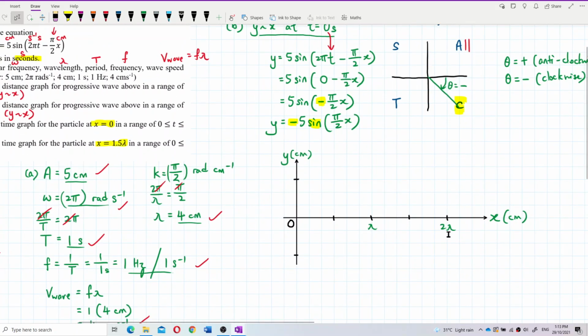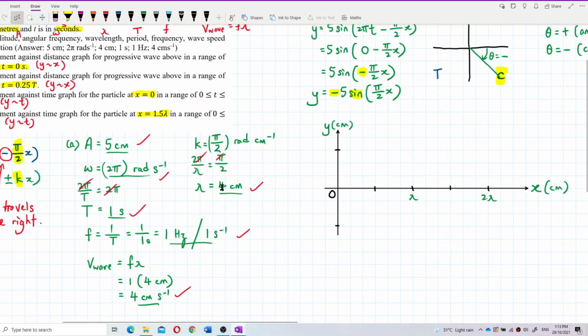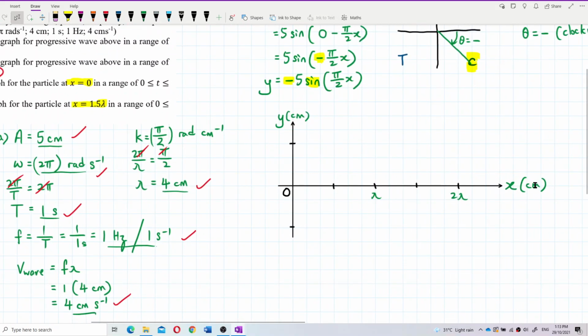But the thing is, don't put just the symbol. You must put the value because you already calculated the lambda here. This is 4 cm, isn't it? So 4 cm. So this period is in centimeter. So this lambda here we put as 4, and this one is considered 8 centimeter. Maybe I should write like this: this one as 4, and this one as 8.